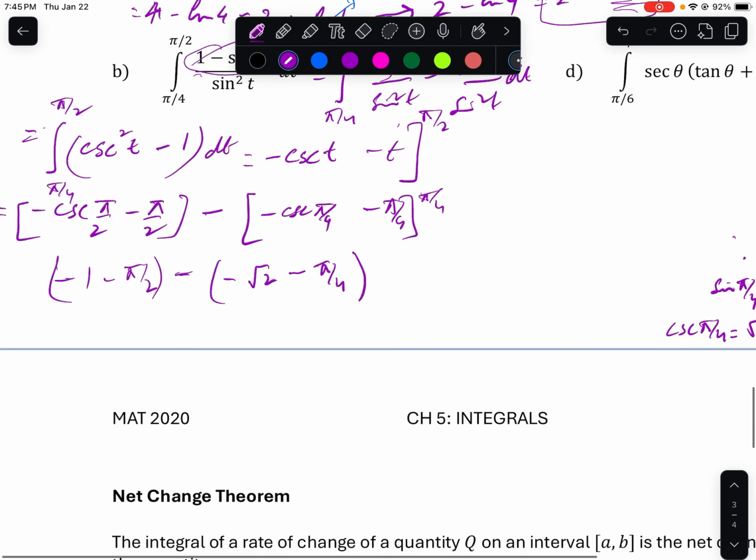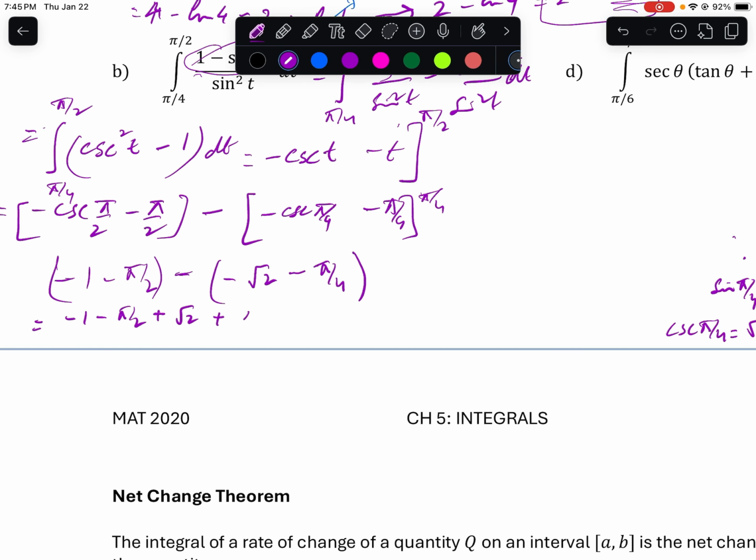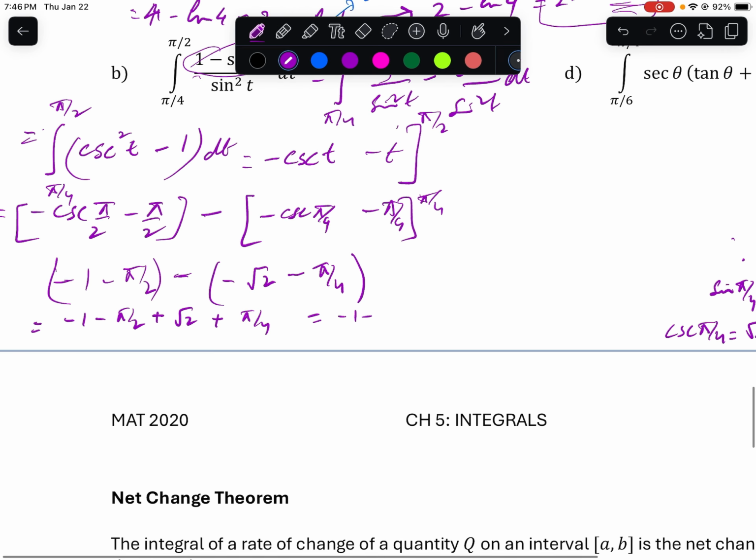So here now we can write it as negative 1 minus pi over 2 plus square root of 2 plus pi over 4. So negative 1 plus square root of 2, we can write it like this. Then now we can combine these. So this will give me negative pi over 4. That will be your answer.